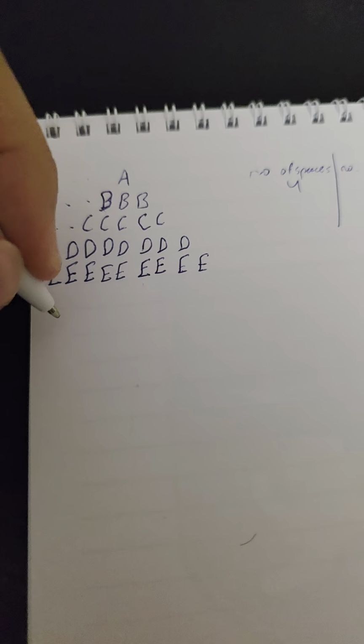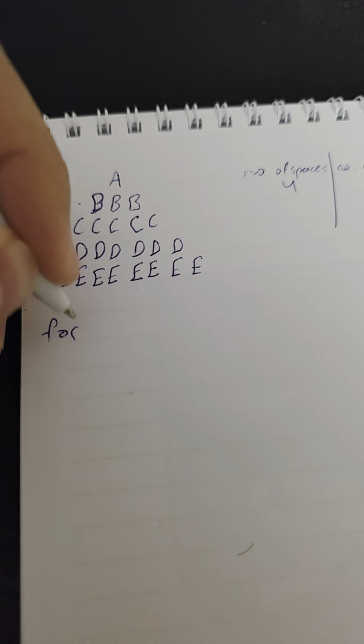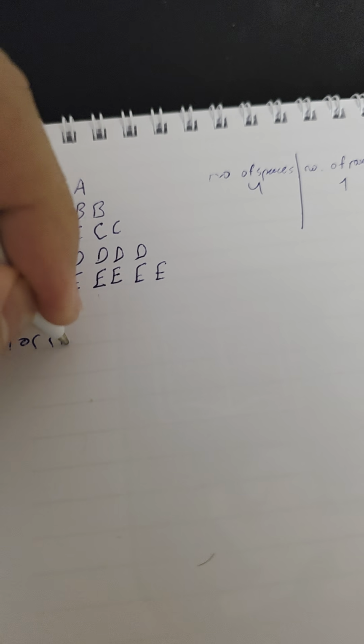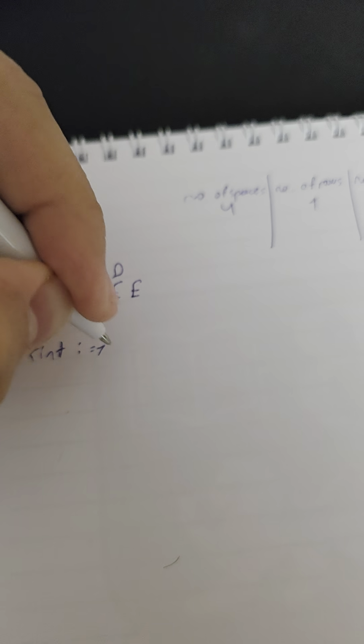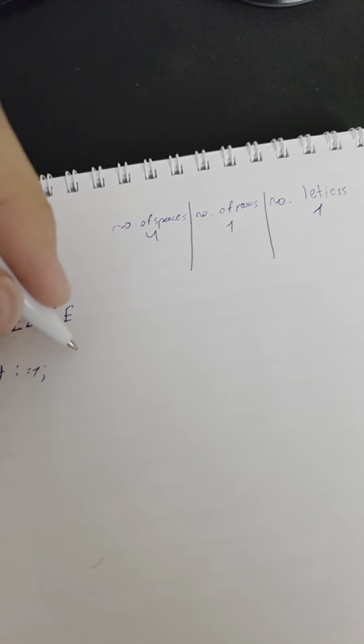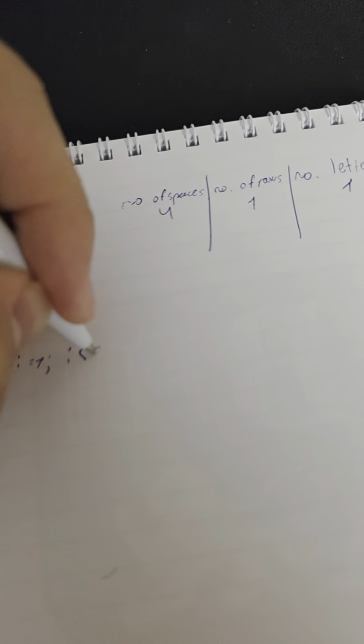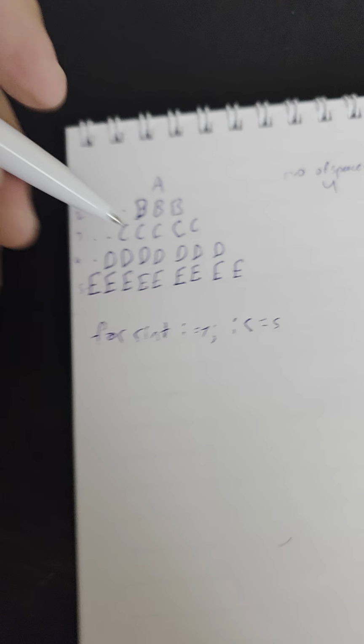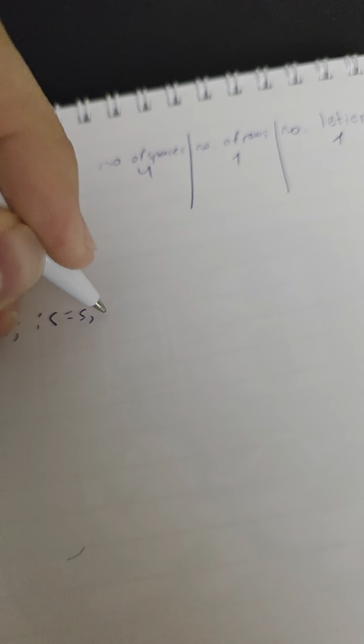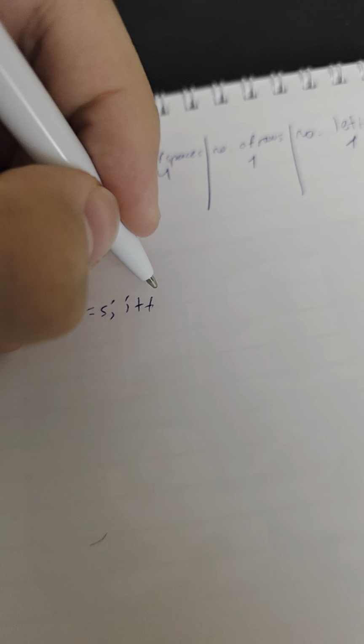So what should we do? For int i equals 1, while i less or equal to 5, the amount of rows, i plus plus.